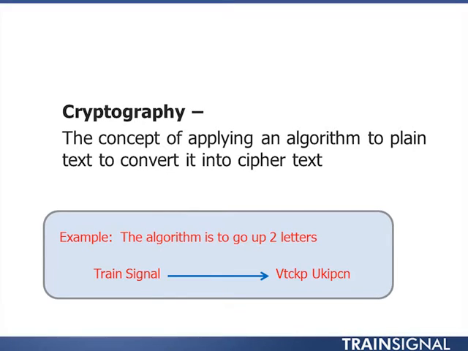Now, in order for you to understand EFS, you have to first understand the basics of something called cryptography. Cryptography is the concept of applying an algorithm to plain text, right? We just have regular old plain text, and we apply an algorithm to it to convert it into something called ciphertext, and this would be the encrypted text. So here's an example. The example is that if we have an algorithm that says go up 2 letters, right? That's the formula, the algorithm. Just go up 2 letters.